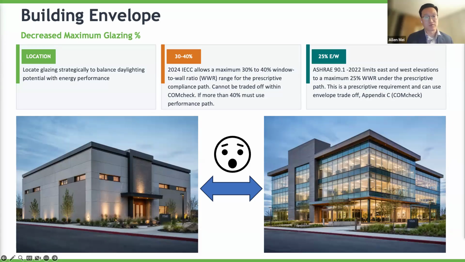But in 90.1, they have a prescriptive provision limiting east and west glazing area. Basically, it requires you to not have more than 25% of the total glazing area on the west and east facade. Or, you can play with your solar heat gain coefficient. That is a prescriptive requirement. That can be mitigated, or traded off, using Appendix C simulation, which is a ComCheck. I have seen a lot of designers say, oh, we have this provision in 90.1, so we should not be using 90.1 because we cannot comply with that 25%. That's not true at all. You can even comply prescriptively with ComCheck.